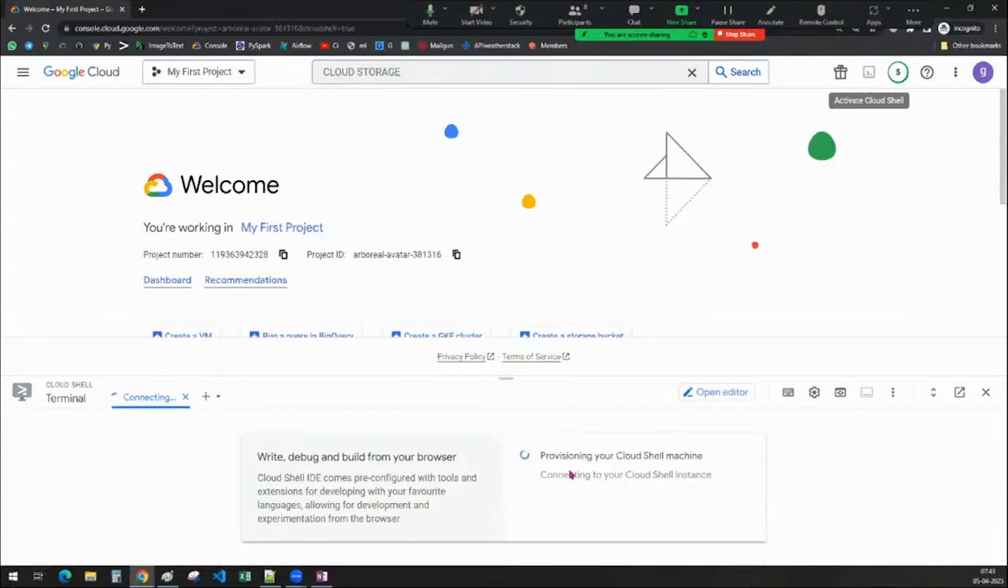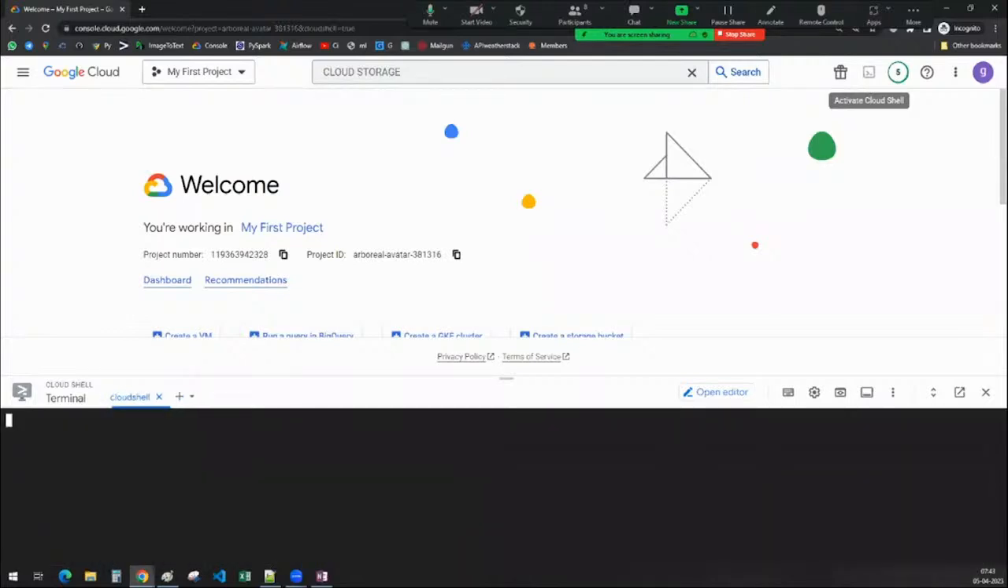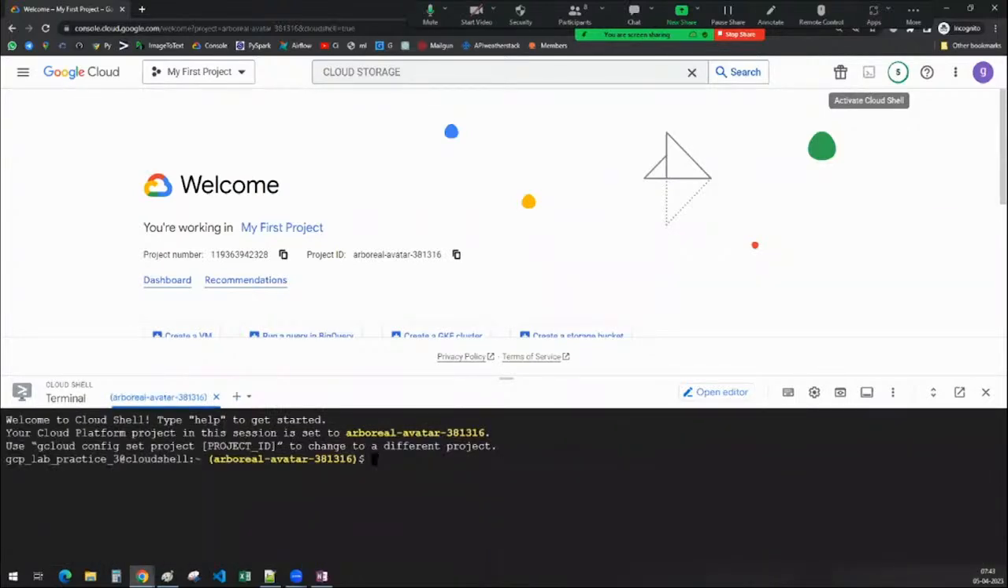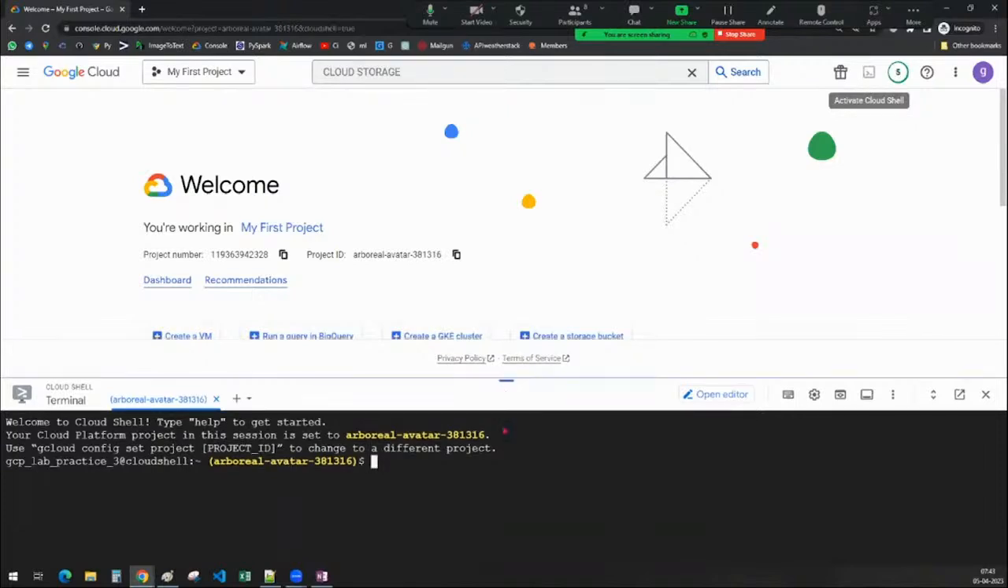We will see what a Cloud Shell actually is and what kind of tool it is. I will also give you an introduction to the Cloud Shell. But now let us not worry about that.